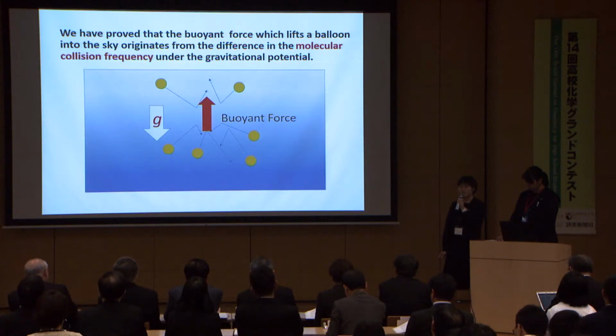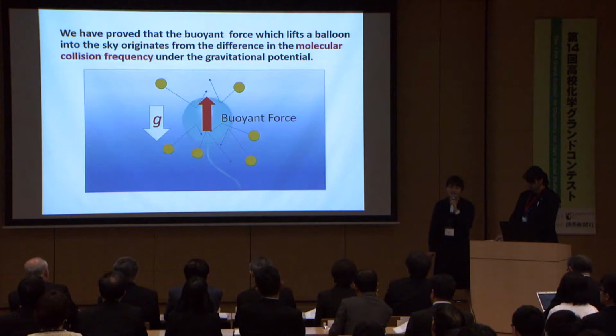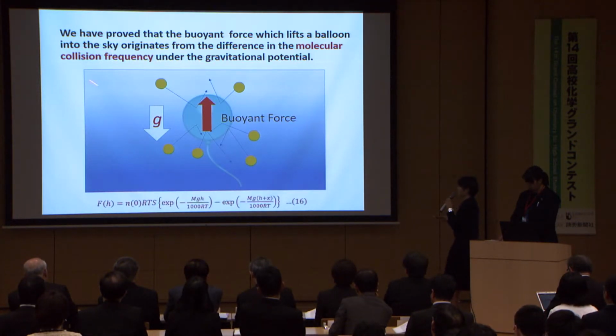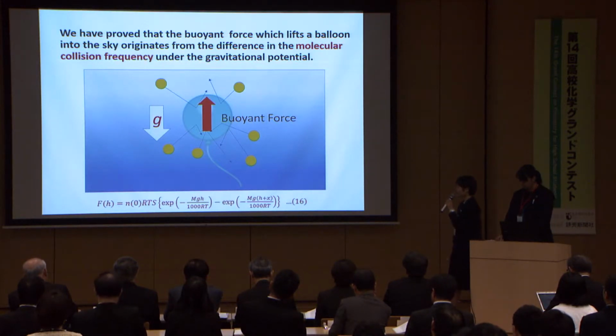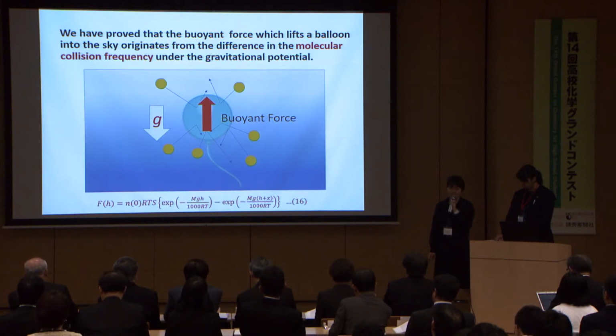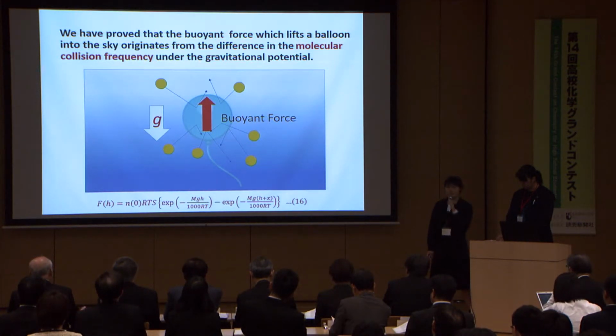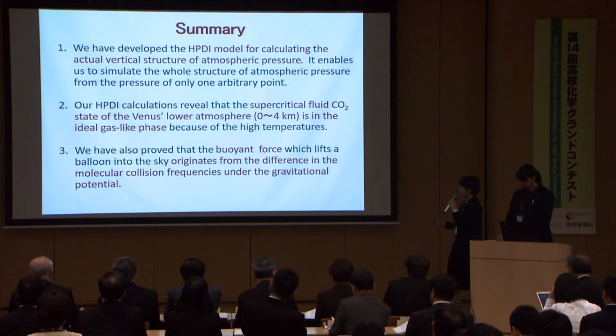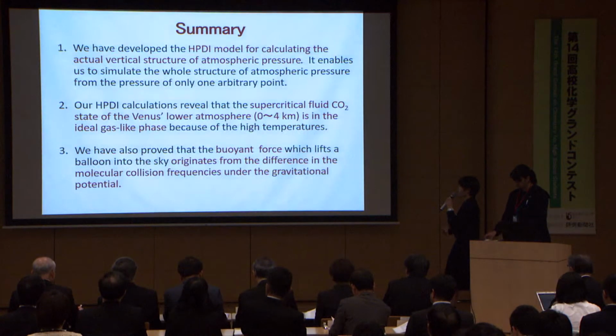Now, we come to the conclusion. You can understand why a plane will fly in the air: the difference in the molecular collision frequency between upper and lower surfaces. Even if a gap is small in altitude, the gradient of number density of gas molecules is caused by gravitational potential. Here is a summary of our presentation.